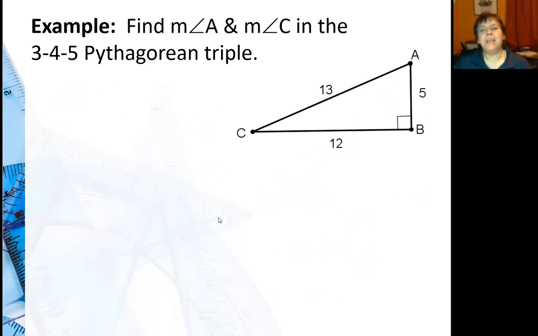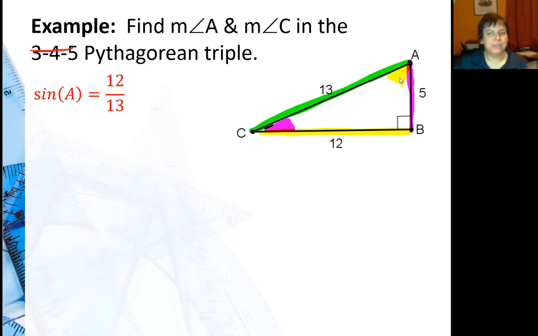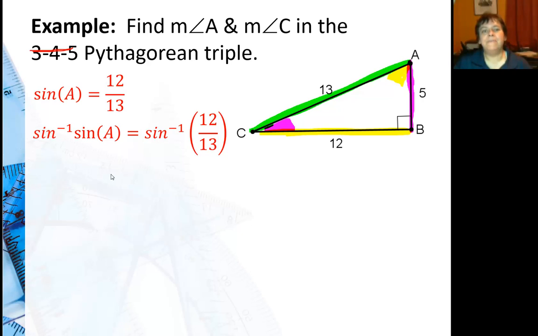So now we're going to look at angle A and angle C in the 5, 12, 13 Pythagorean triple. So we got the 5, 12, 13. And so angle A and B and C. So first of all, hypotenuse is 13. There's angle A and opposite. Angle C and its opposite. So we'll say sine of A, just to give you some different practice, it's going to be 12 over 13. Take the inverse of both sides. So you get A is inverse sine of 12 over 13. You put that in your calculator and you're going to get about 67 degrees.